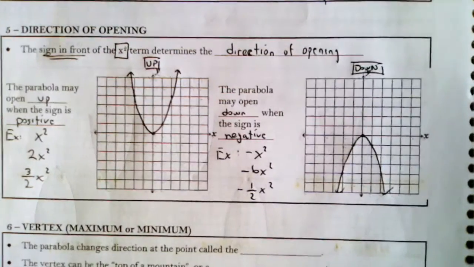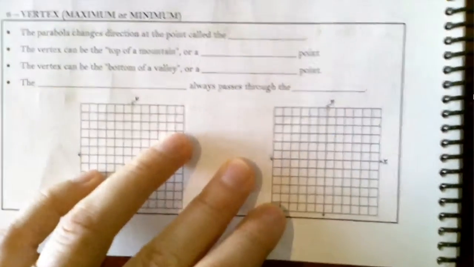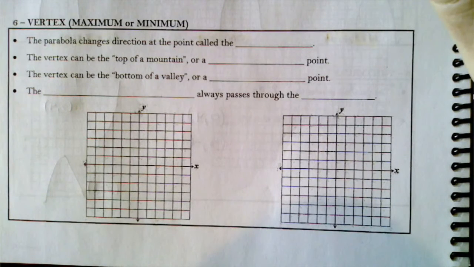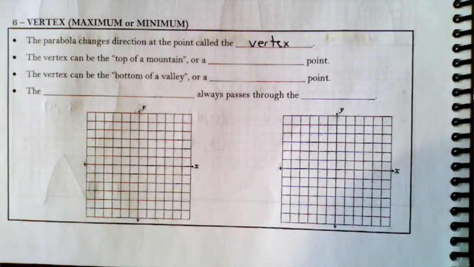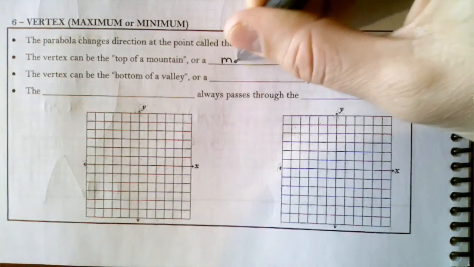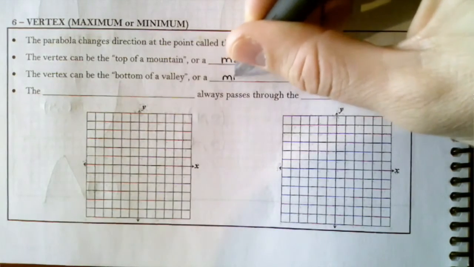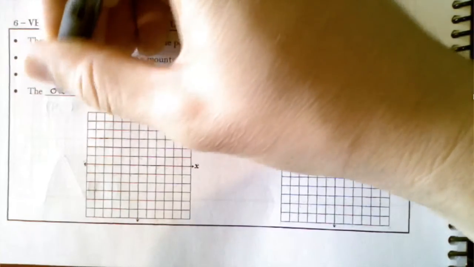All right, last property, I think. Yes, last property. Vertex. The vertex is the point that's either at the top or the bottom of the parabola. Now the parabola changes direction at a point called the vertex. It's the point that's on your axis of symmetry. So the vertex can be the top of a mountain, or a max point, or it can be the bottom of a valley, or a minimum point. The axis of symmetry will always pass through the vertex.